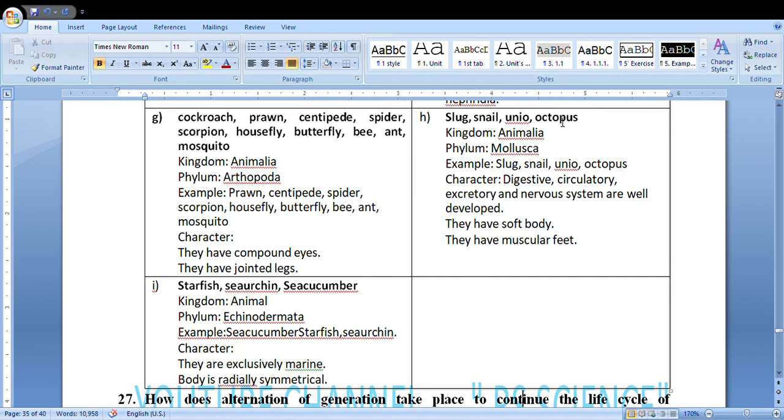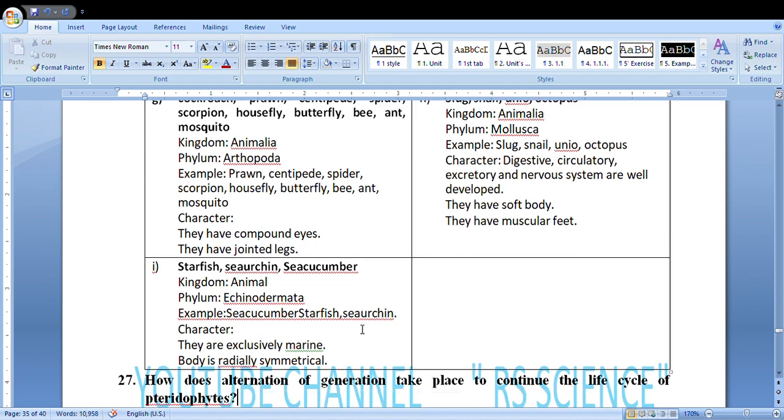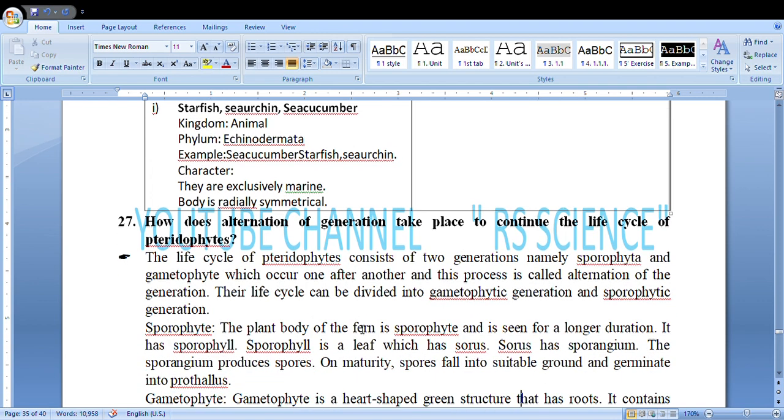Similarly, slug, unio, octopus, they lie in Mollusca. So kingdom Animalia, phylum Mollusca. They have a soft body. Main features: sea urchin, starfish, sea cucumber lie in the phylum Echinodermata. So kingdom Animalia, phylum Echinodermata. They are exclusively marine, meaning found in salty water.